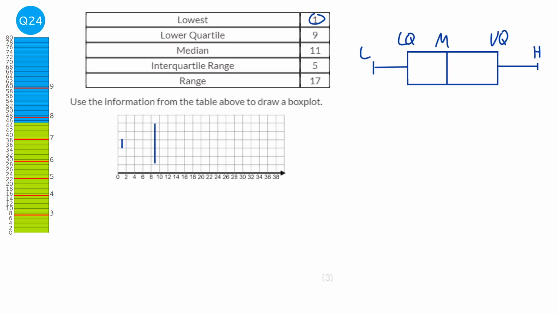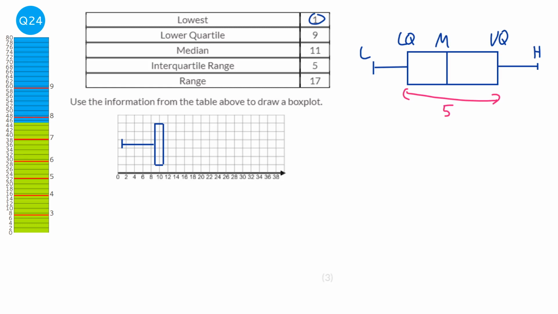So we're just going to start a box there. We're just going to connect these up. There we go. And our median is 11. So we're just going to show that. Quite a thin box plot so far. Now it says the interquartile range is 5. Now the interquartile range is the distance here. So that's 5. So it's going to be 5 more than the lower quartile. If the lower quartile is at 9, it would be 9 plus 5, which will be 14.